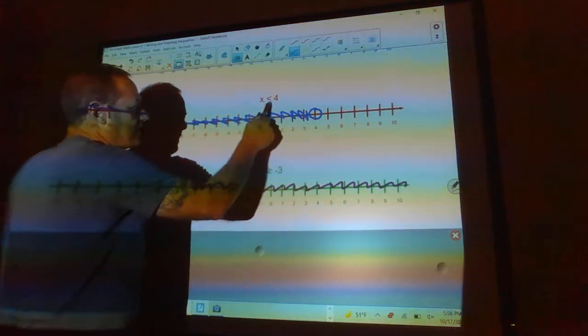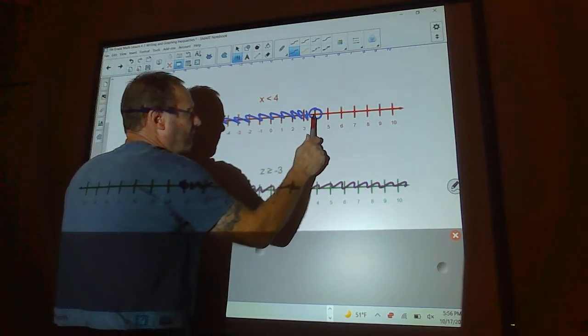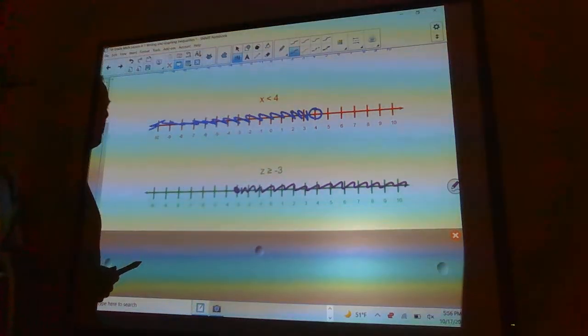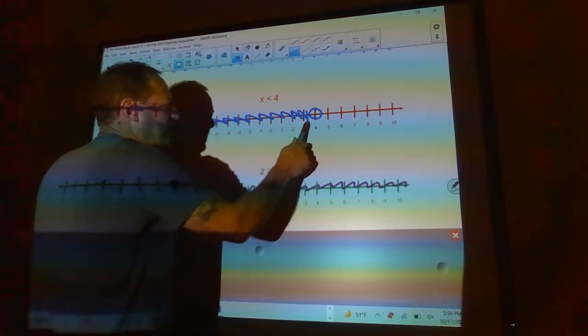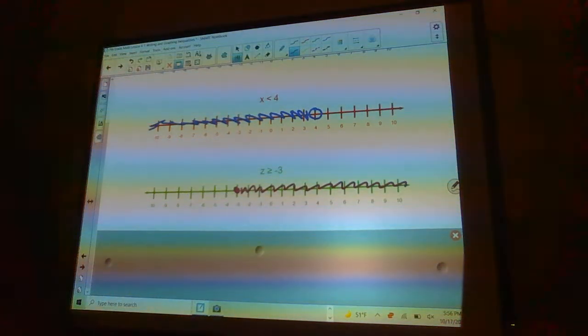What this means here with just the less than, everything up to 4 is a solution, but not 4. Okay, so 3.999999999 is a solution, but 4 is not.